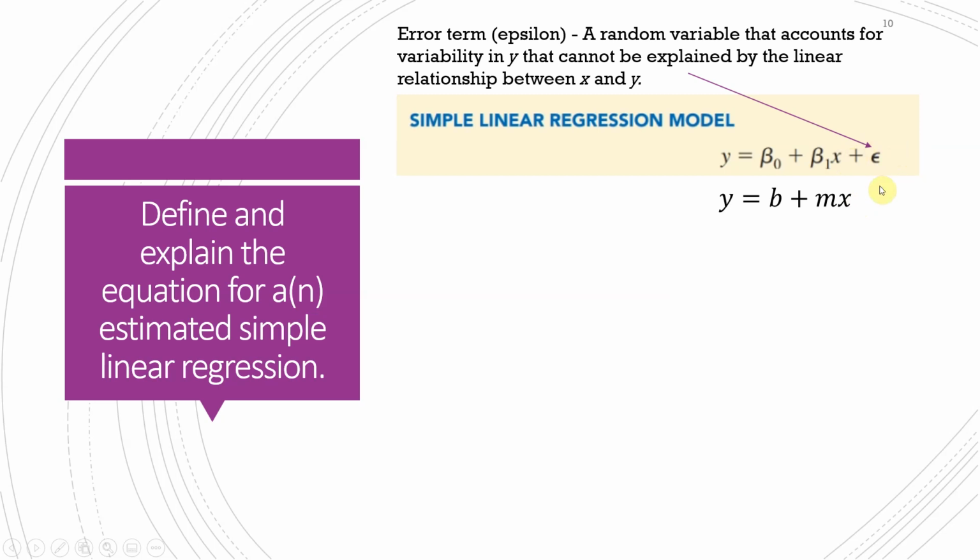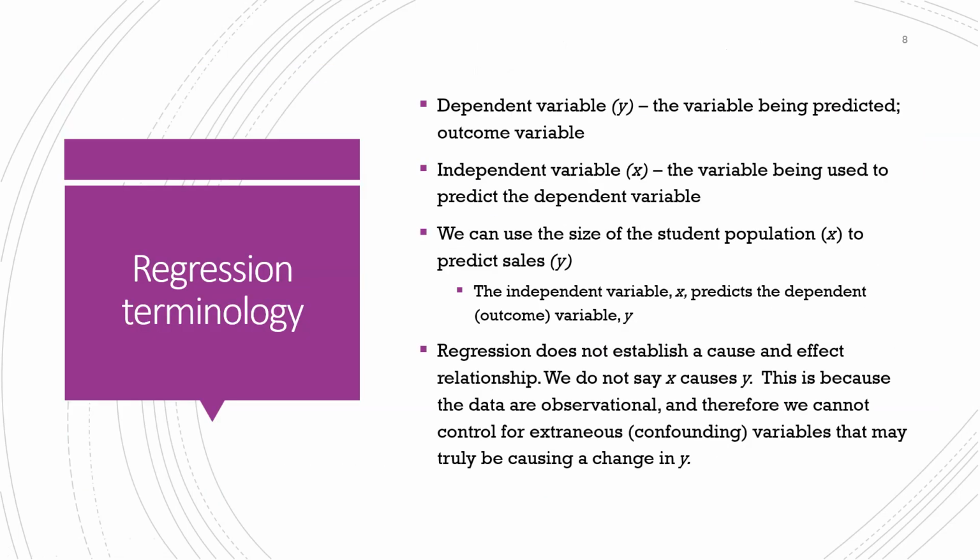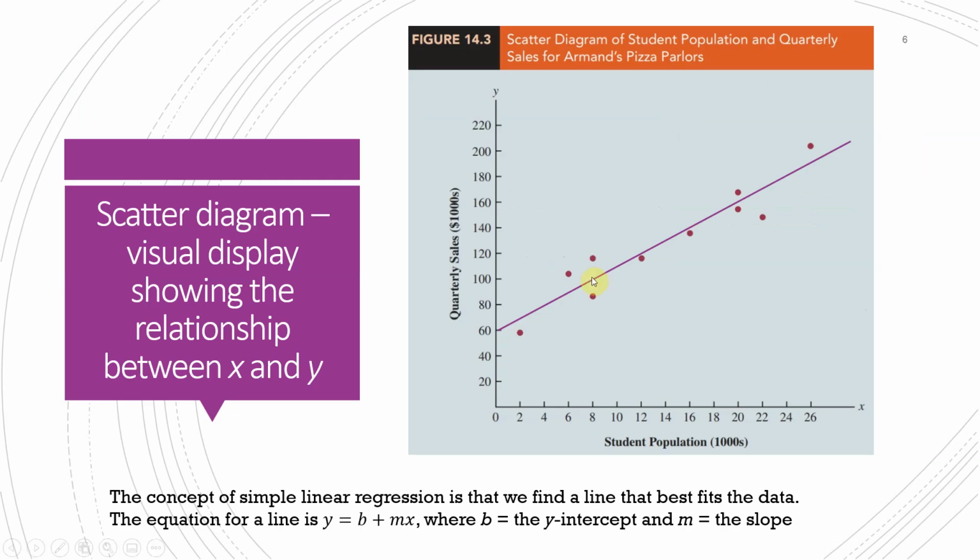What it does is it accounts for all the variability in y that cannot be explained by the relationship between x and y. Let's go back to our example of the pizza parlor. We'll notice that all of the data points don't fit exactly on the line. In fact, none of them are exactly on the line, and that's because there's some error in our predictions. Let's look at this observation here. For this school size, the sales are higher than what we would predict.